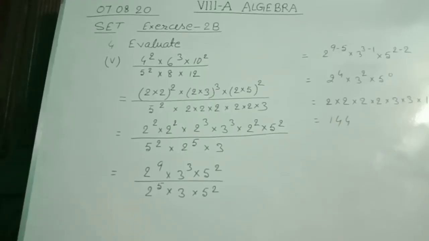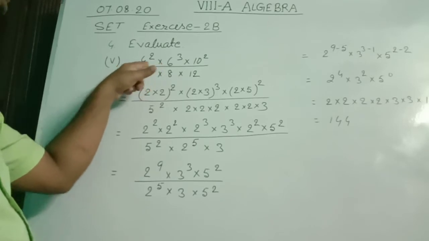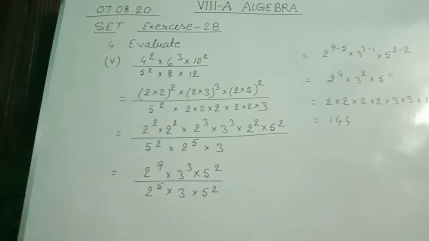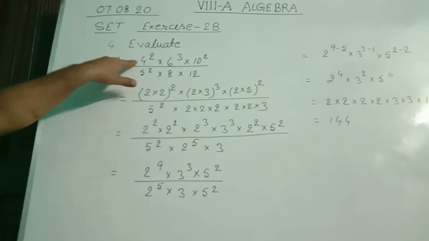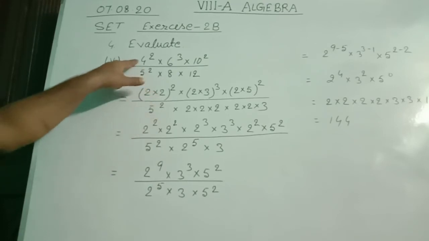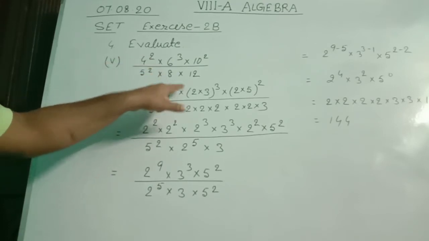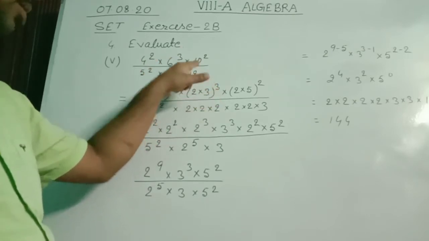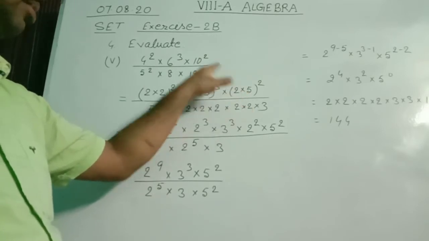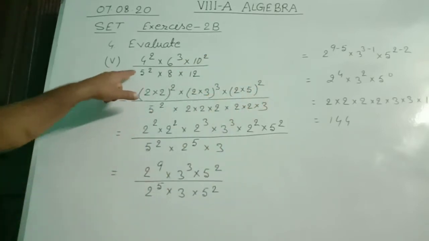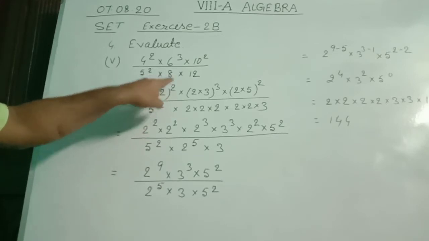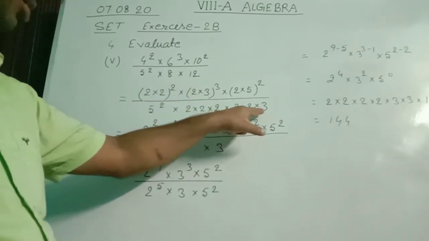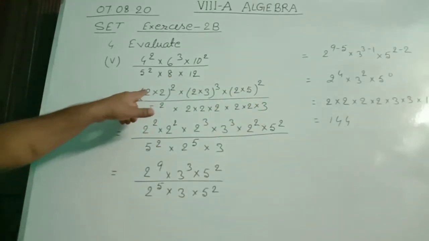In question number 4, Roman number 5, this is the expression: 4 square into 6 cube into 10 square by 5 square into 8 into 12. So I split this number 4 as 2 into 2, whole square. This 6 is split as 2 into 3, whole cube. 10 is split as 2 into 5, whole square. This 5 square is here. This 8 is written as 2 into 2 into 2, and this 12 is written as 2 into 2 into 3. And now I separated these powers.